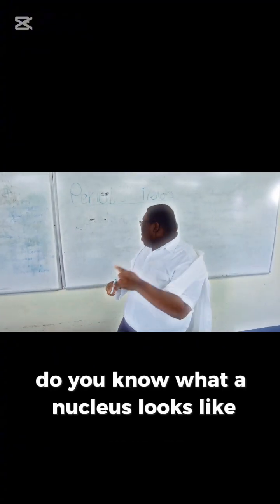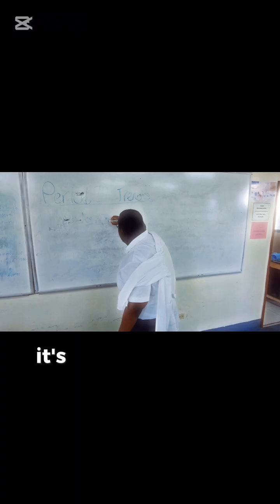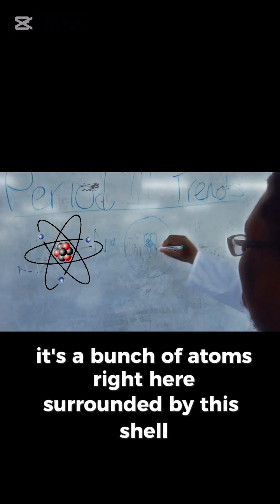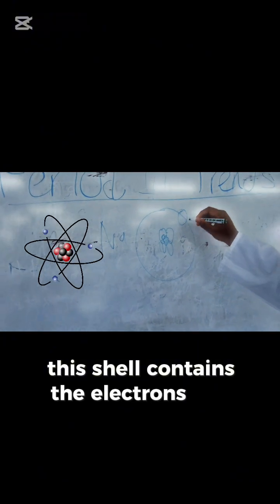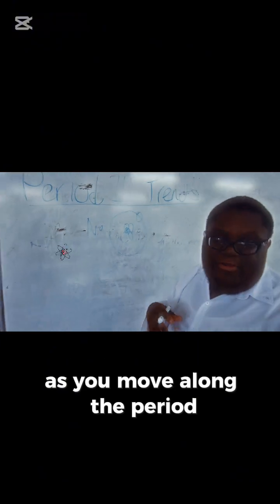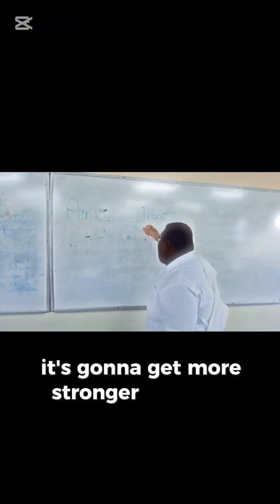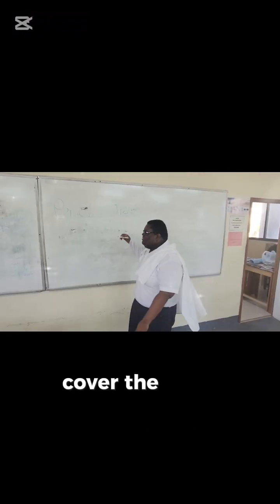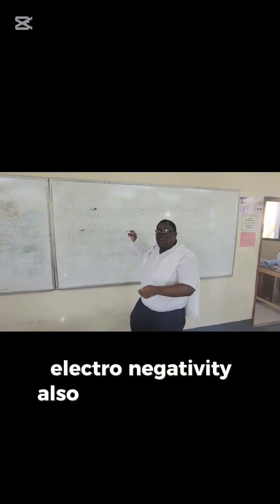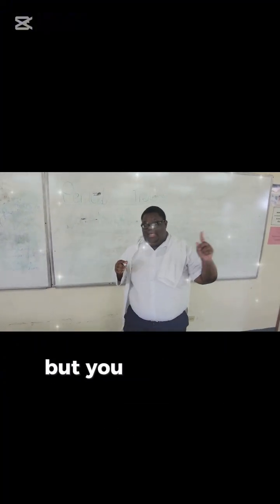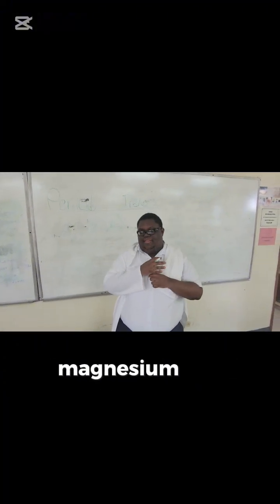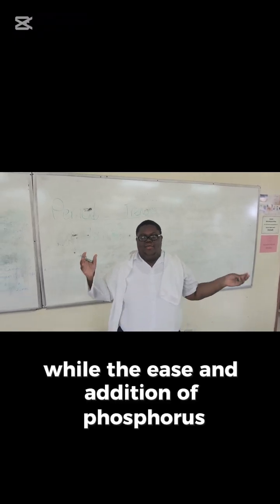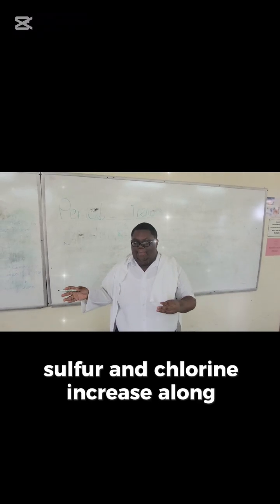Do you know what a nucleus is like? Usually, it's a bunch of particles right here, surrounded by this shell. This shell contains the electrons that orbit it. As we move along the period, the attraction gets stronger, and more electrons orbit here. Because of the same concept, electronegativity also increases along Period 3. But the ease of ionization of sodium, magnesium, and aluminum specifically decreases, while the ease of ionization of phosphorus, sulfur, and chlorine increases along the period.